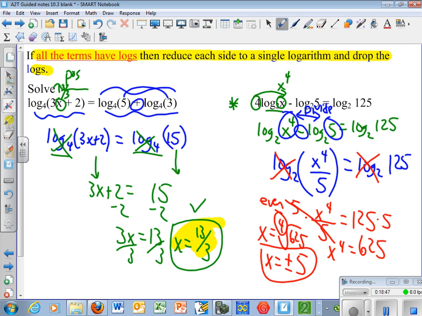Now we got to check. We have a positive 5 and a negative 5. Notice the only place I have an x is right here. If I went and put negative 5 in there, I'd be taking the log of a negative. So negative 5 is extraneous. So we're going to throw out the negative 5 because it comes up with taking the log of a negative in our original logarithmic equation. So only 5 works. Okay, sometimes you might get both of them to work. All right.